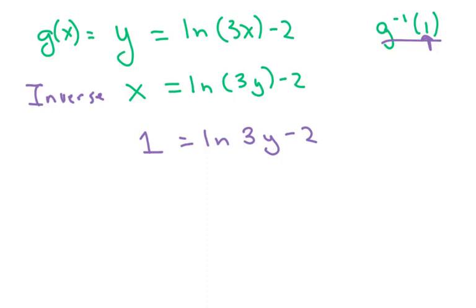And now go ahead and solve for y. I'm going to add the 2 to both sides. And then what we're going to do is use that formula I used before. Instead of using ln, we're going to write e cubed, that would be our x value, equals 3y. I'm just moving back and forth with that formula there.